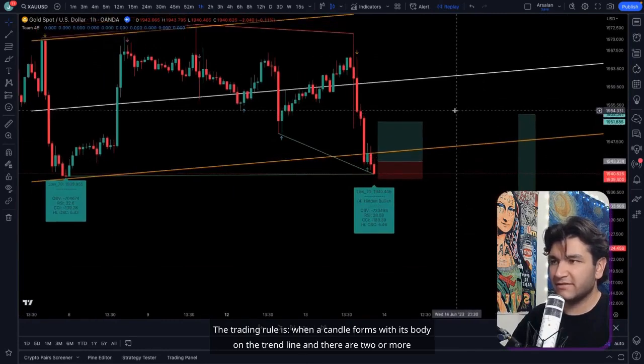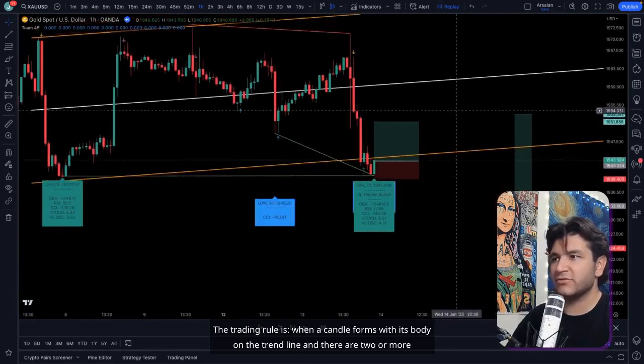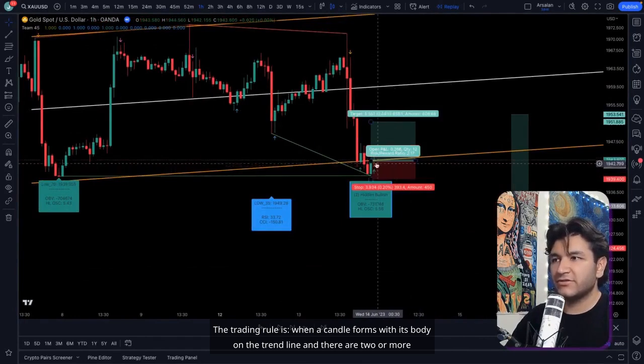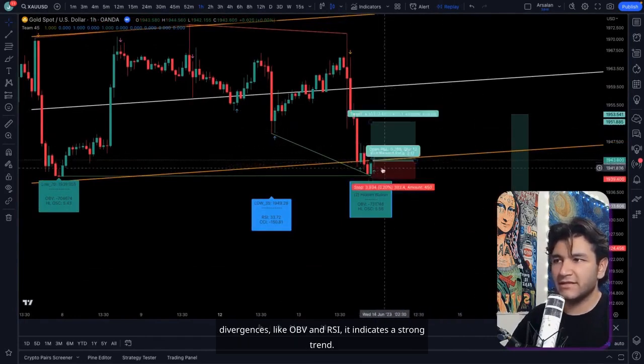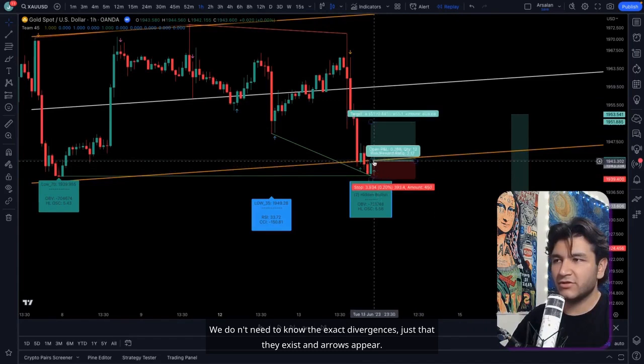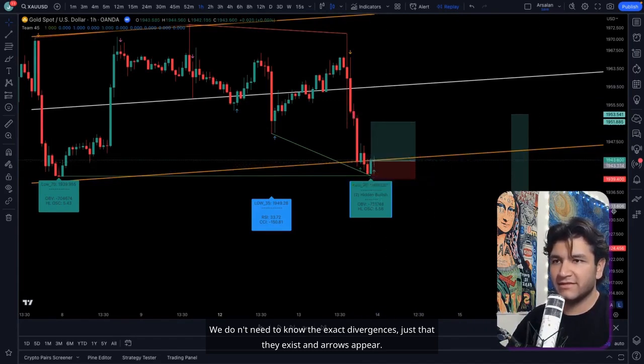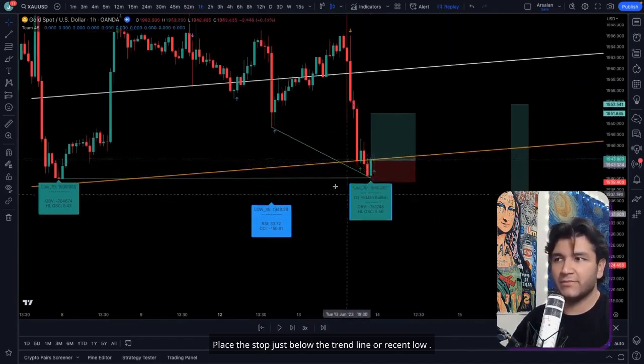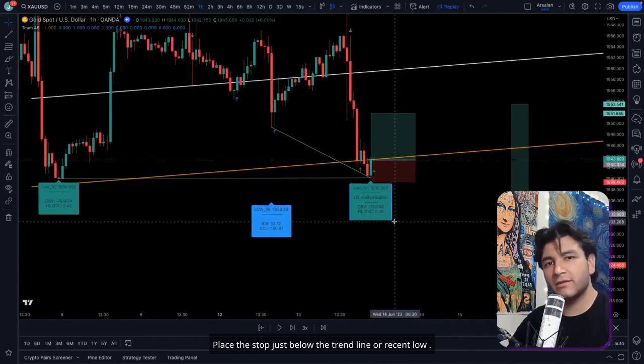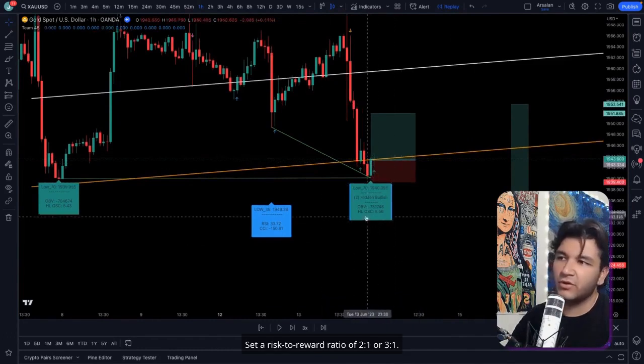The trading rule is when a candle forms with its body on the trend line and there are 2 or more divergences like OBV and RSI, it indicates a strong trend. We don't need to know the exact divergences, just that they exist and arrows appear. Place the stop just below the trend line or recent low. Set a risk to reward ratio of 2:1 or 3:1.